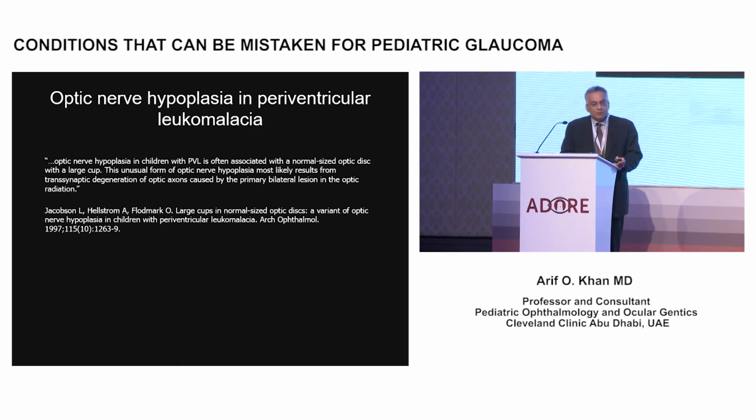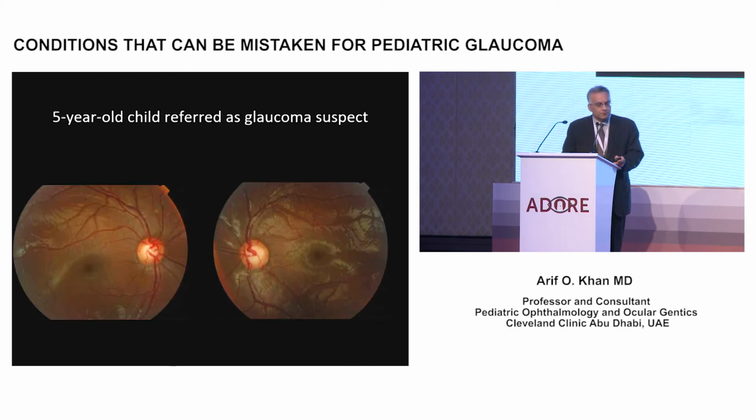This optic nerve hypoplasia looks like glaucomatous cupping. They actually do have visual field defects, but they're static. And always consider this diagnosis in any child who is premature and is suspected of having glaucomatous cupping.